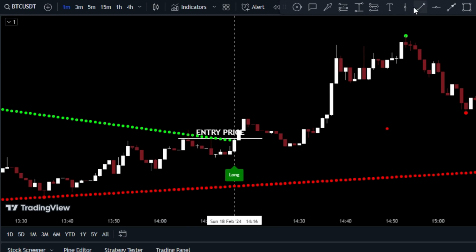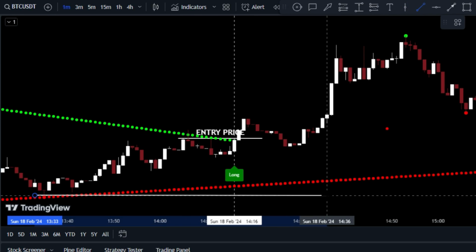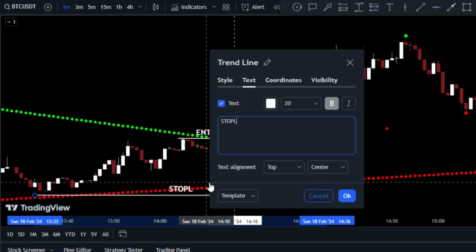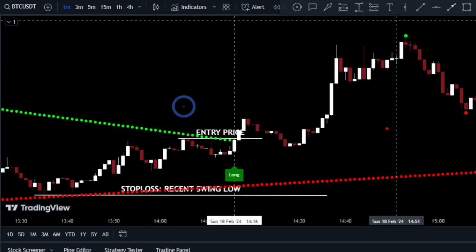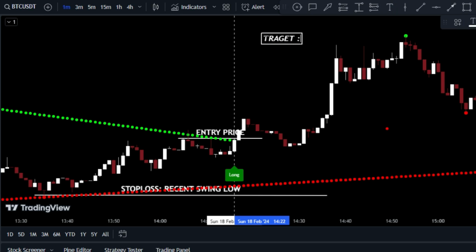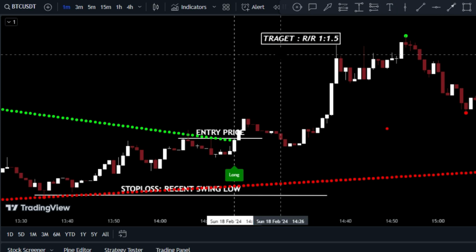And to manage risk, set your stop loss at the recent swing low. And establish a trade target that is 1.5 times greater than your risk.